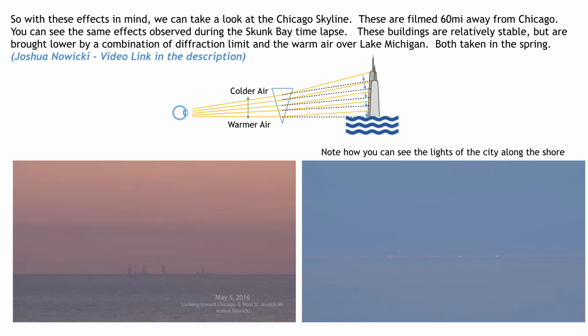So with these effects in mind, we can take a look at the Chicago skyline. These time lapses are filmed 60 miles away from Chicago. You can see the same effects observed during the Skunk Bay time lapse that we already showed. These buildings are relatively stable, but are brought lower by a combination of diffraction limit and the warmer air over Lake Michigan, both taken in the spring. So we'll play these time lapses and you can see this effect. You've brought these buildings lower essentially by a combination of diffraction and upward refraction. So we'll see the first one here.